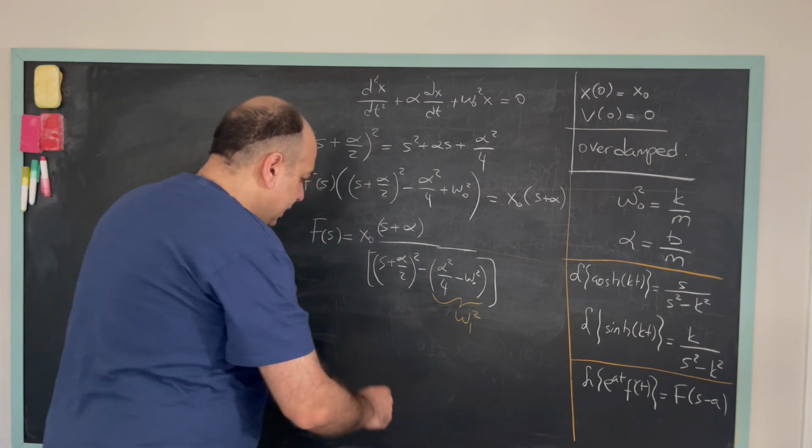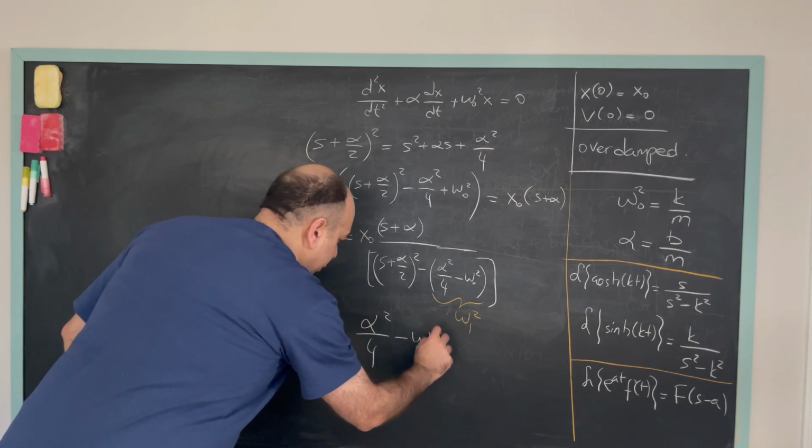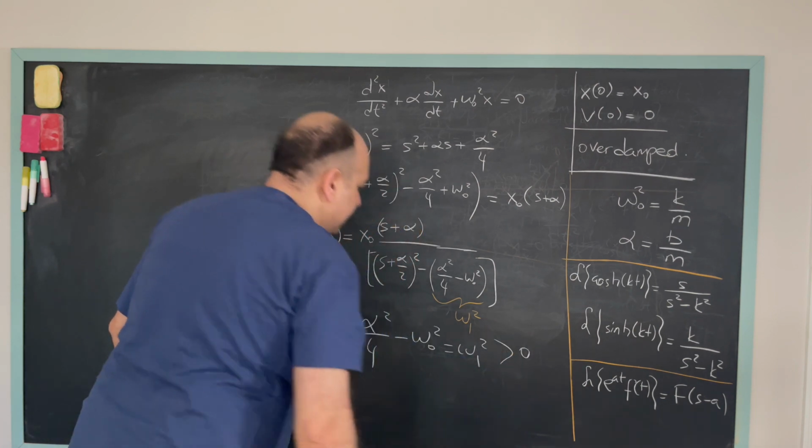Now we can say that alpha squared over 4 minus omega naught squared, which is equal to omega 1 squared, is larger than 0.